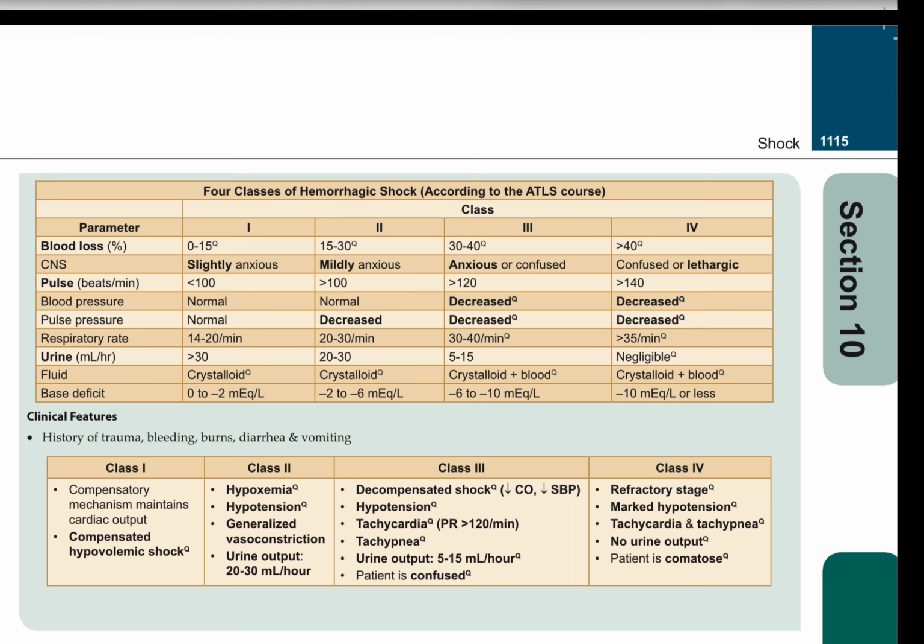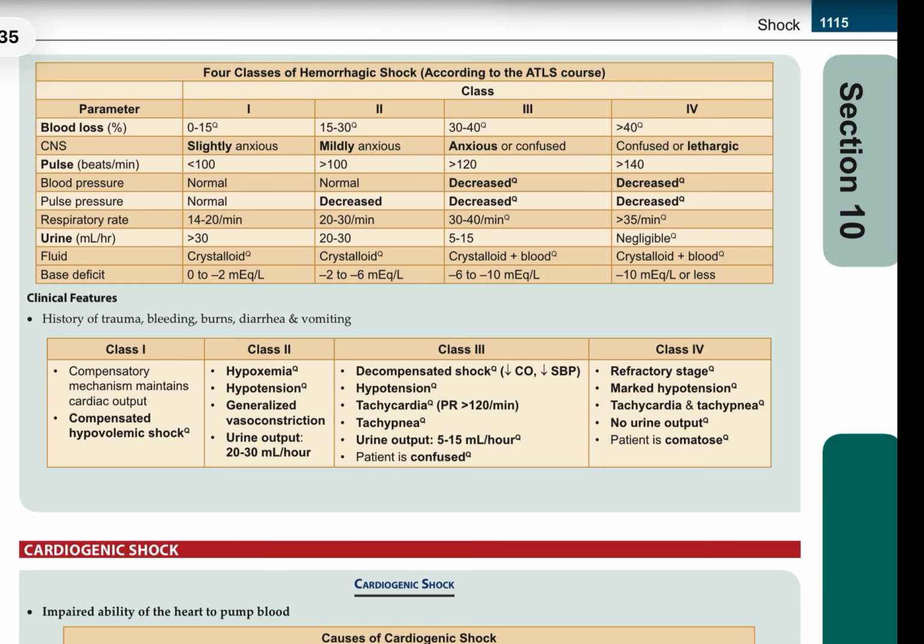Next is class 2, 15 to 30 percent. The patient will be mildly anxious, pulse pressure will be decreased. There are no such changes in the rest. In class 3, the patient will be anxious or confused, blood pressure starts decreasing and pulse pressure is also decreased. In class 4, the patient will be confused or lethargic, both the blood pressure and the pulse pressure will be decreased.